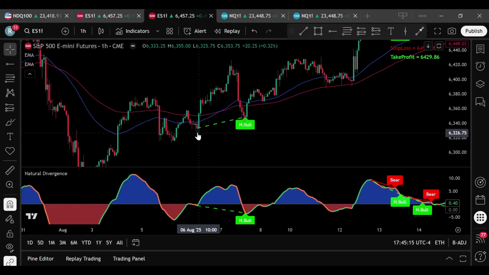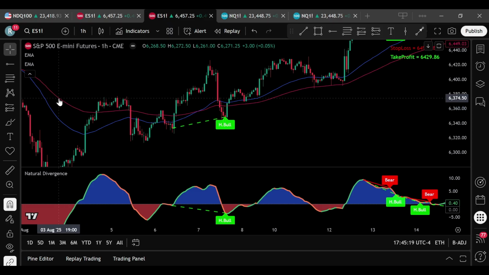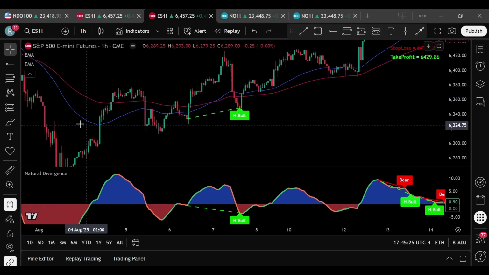A very common way to use these is, for instance, when the 100 is above the 50, like we see here, that's going to give you a downtrend bias.